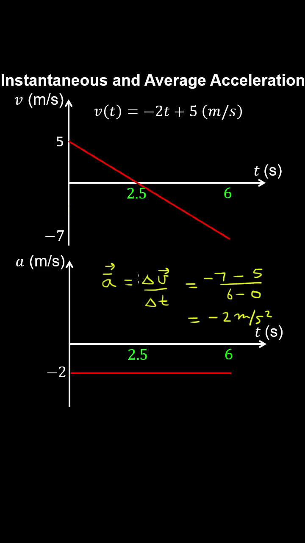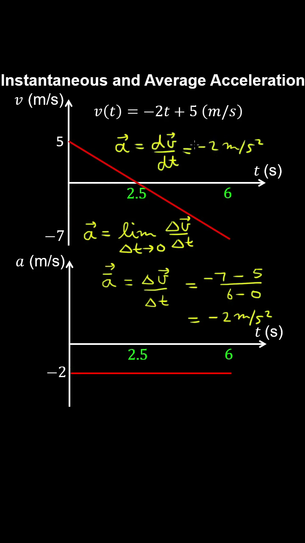Now the instantaneous acceleration is obtained by taking the limit of the change in velocity over a change in time. So therefore the instantaneous acceleration is the first derivative of velocity with respect to time, which is a constant acceleration, meaning that at any point in time, the acceleration vector points to the left.